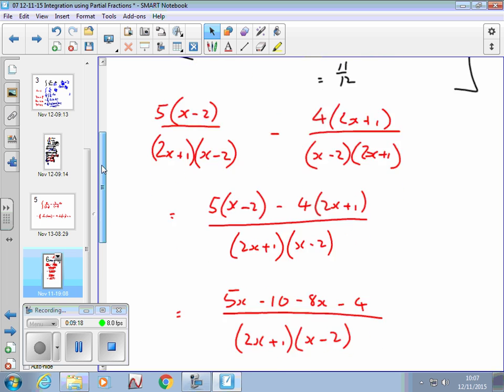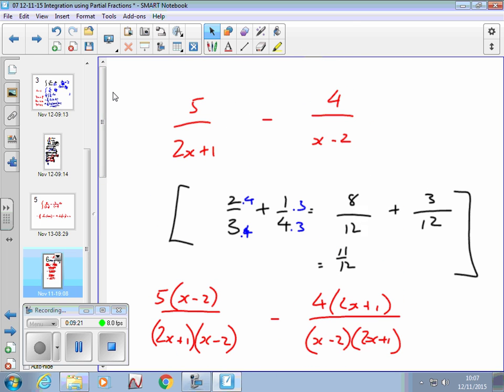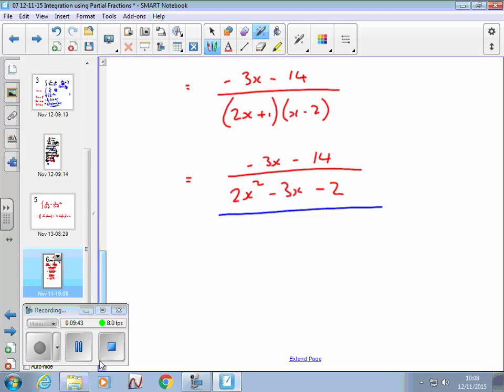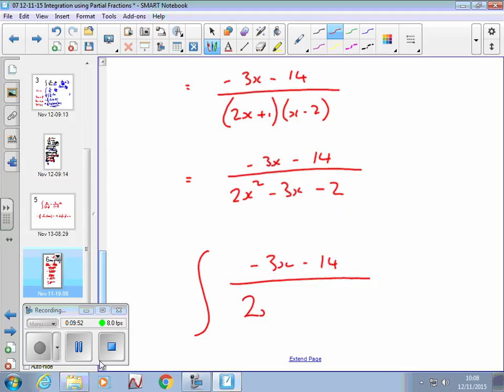Let's look back. I took these two fractions, and I wanted to add them together or subtract them. The method is exactly the same. So what I did was I chose the common denominator, then multiplied together the two terms in the denominator and multiplied the top by them the same for reasons outlined here. And I end up with this. Now imagine if I'd been asked to integrate minus 3x minus 14 over 2x squared minus 3x minus 2 with respect to x.